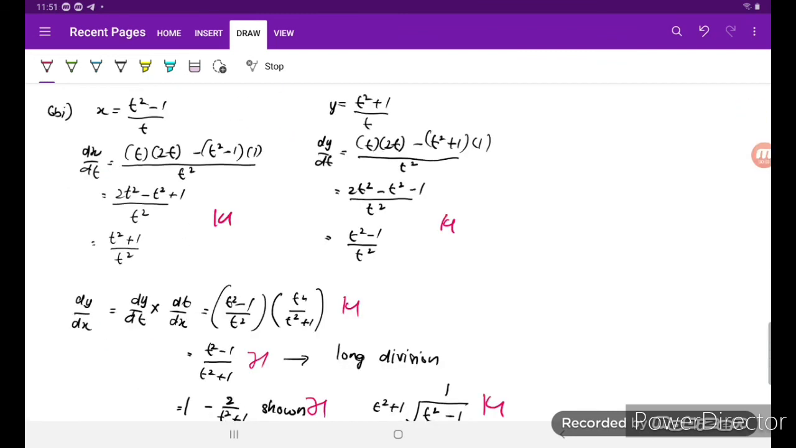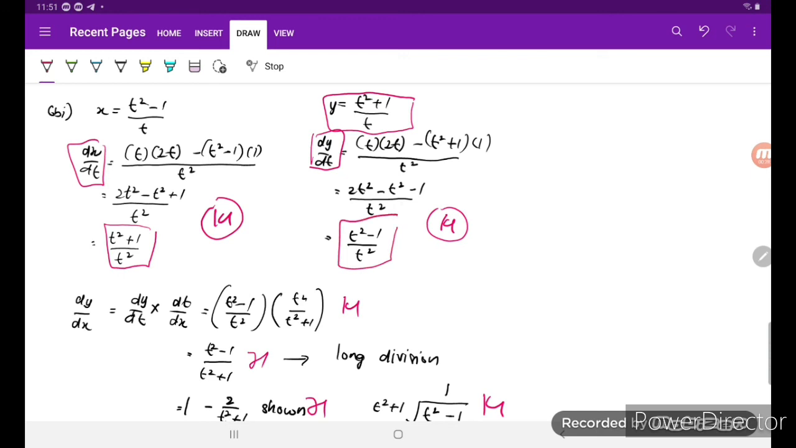For question 6B1, you are going to do parametric equation. You are given x in terms of t, so you find dx/dt. So this is what you get, and then you will get 1 mark. Next, you will be given y in terms of t, and then you differentiate dy over dt, then you get another mark. This is what you get for dy/dt.